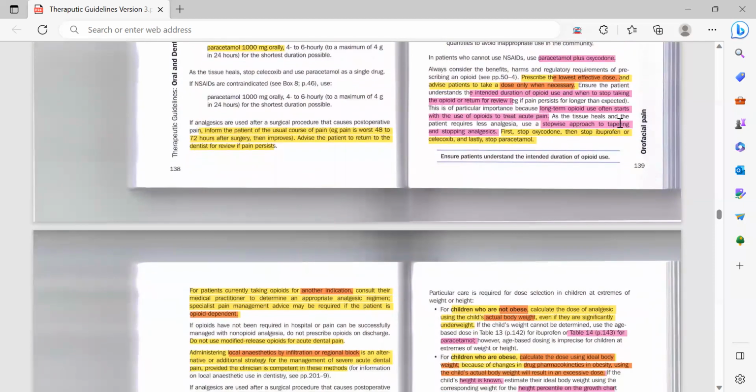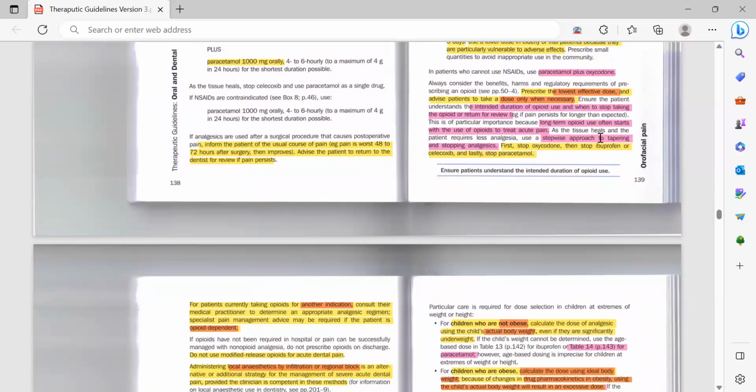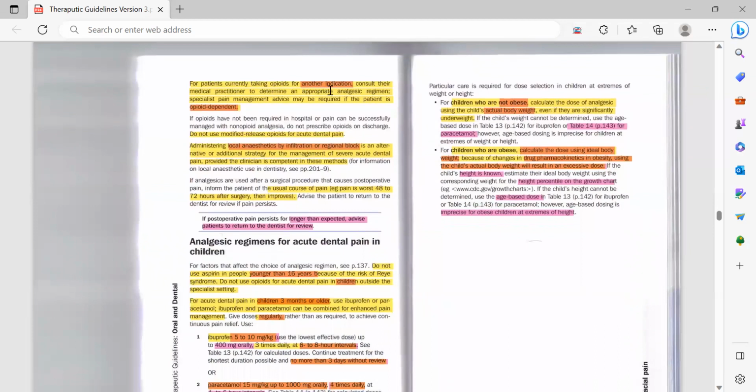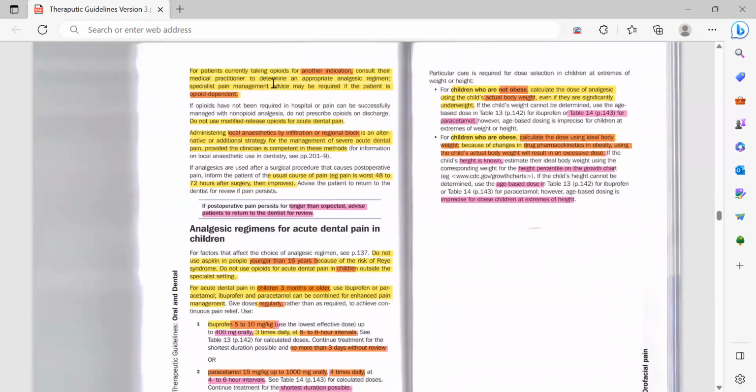Okay, and as the tissue heals and the patient requires less analgesia, then advise the patient to stop the dose stepwise, which is first stop the oxycodone, then stop ibuprofen or celecoxib, and lastly stop the paracetamol. For patients currently taking opiates for other indications, consult their medical practitioner to determine an appropriate analgesic regime. If the patient is already taking opiate for any other problem, then you need to ask their GP what would be the best analgesic regime for them.